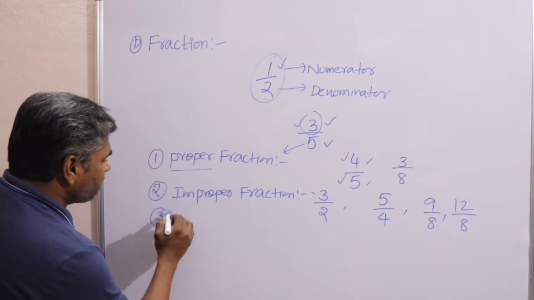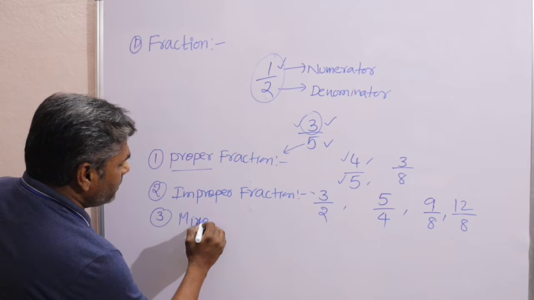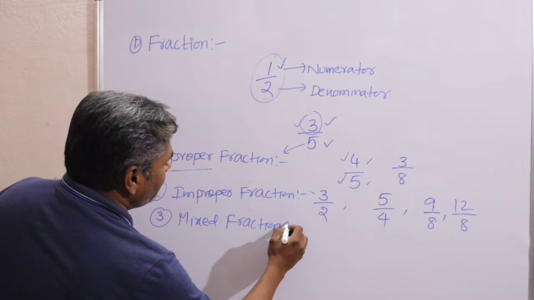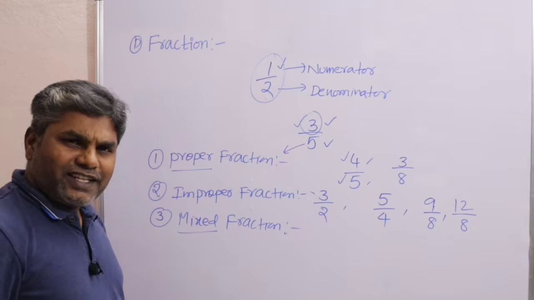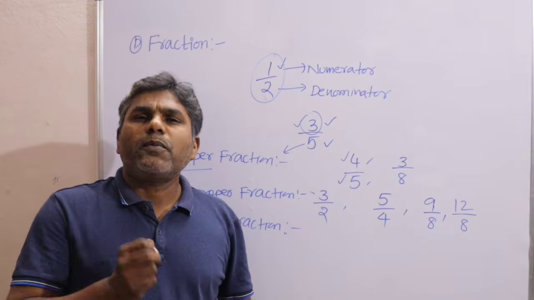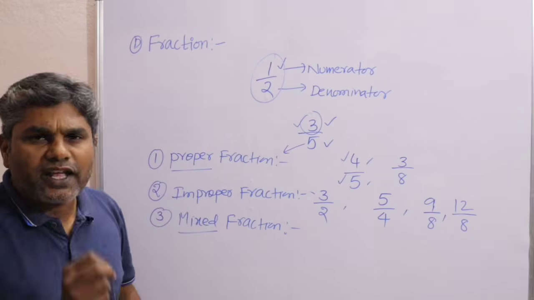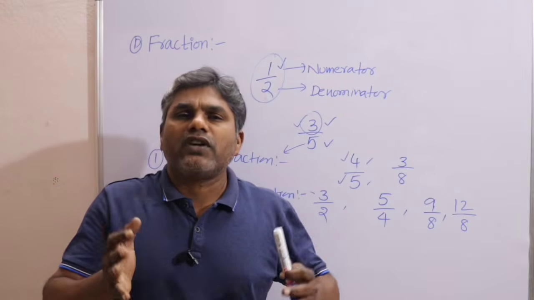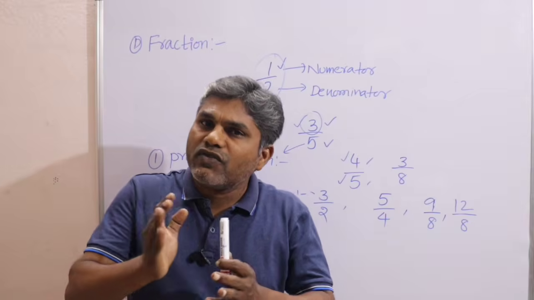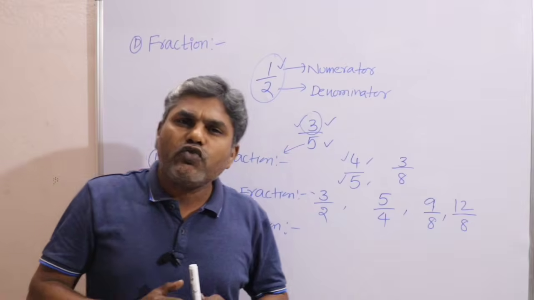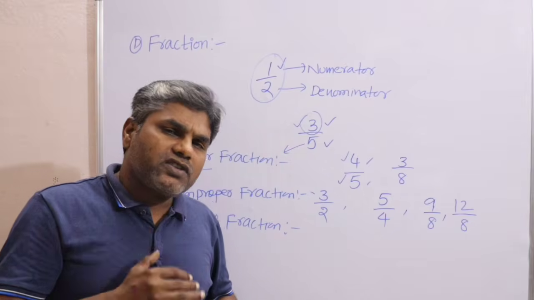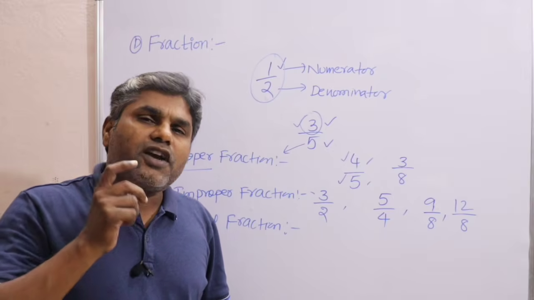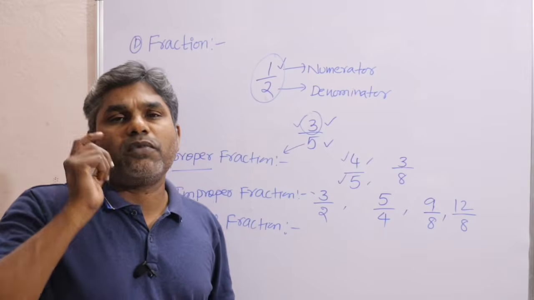Now I am taking mixed fraction. The name again says mixed. That means it is a combination of a whole and a proper fraction. If you take 1 and a half chocolate, one is whole and half is a proper fraction. So in other words, a mixed fraction is a fraction which is a combination of a whole and a proper fraction.